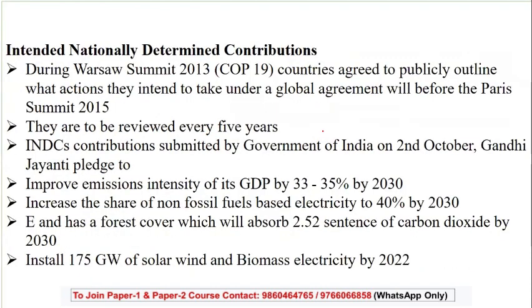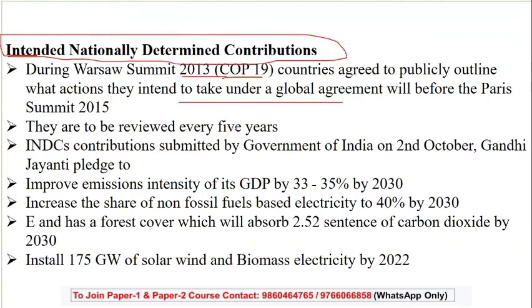Talking about INDCs, that is Intended Nationally Determined Contributions, at the Conference of Parties, that is COP 19 during the Warsaw Summit in 2013, countries agreed to outline what actions need to be taken under the global agreement before the Paris Summit in 2015. So they can be reviewed after 5 years. There was one question in one of the papers asking after how many years they are reviewed. So it is after every 5 years.